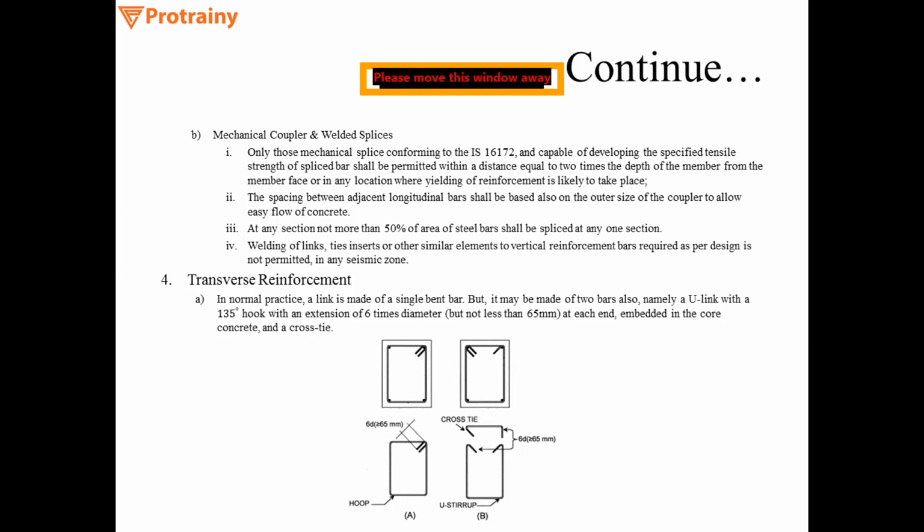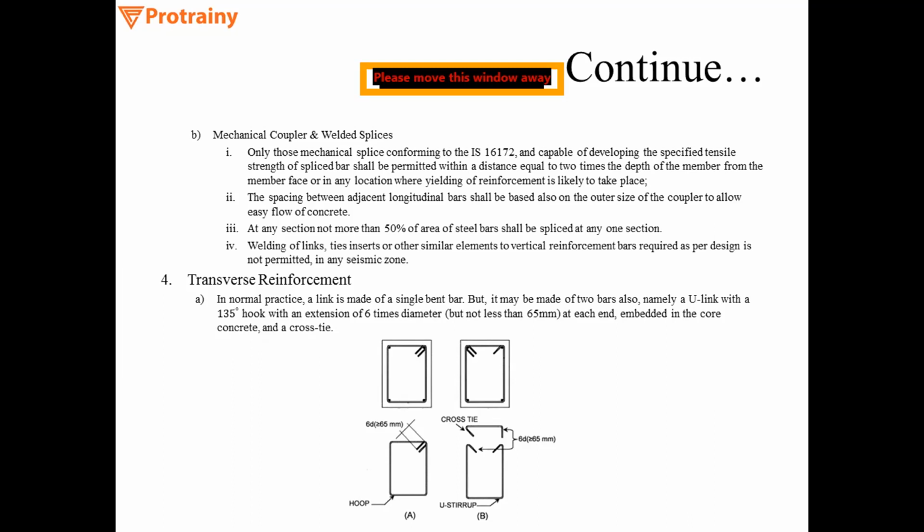Coming to the next point, only those mechanical splices conforming to IS 16172, there is another IS code for that, and capable of developing the specified tensile strength of the spliced bar, shall be permitted within the distance equal to 2 times the depth of the member, as I have told you earlier, 2D, from the column face or in any location where yielding is likely to take place.